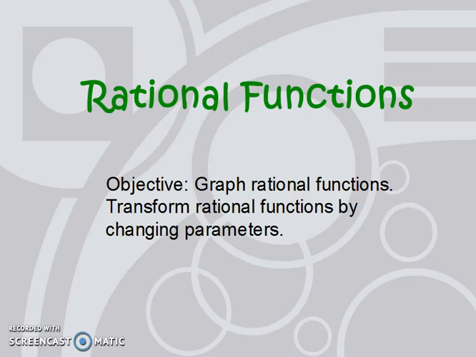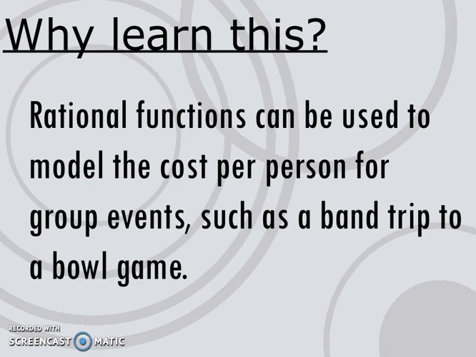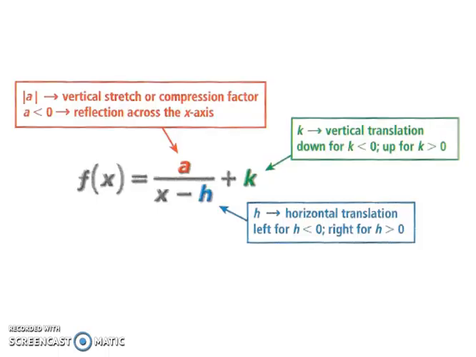Rational functions. Our objective is to graph rational functions, as well as transform rational functions by changing parameters. Why learn this? Rational functions can be used to model the cost per person for group events such as a band trip to a bowl game. Let's look at our function here.